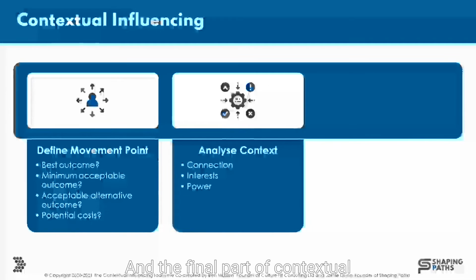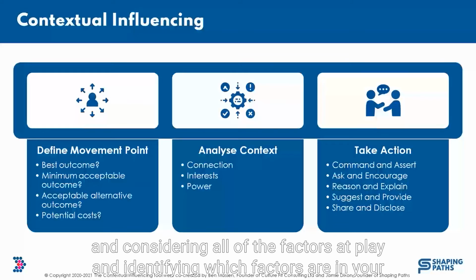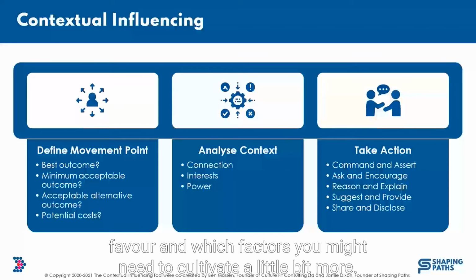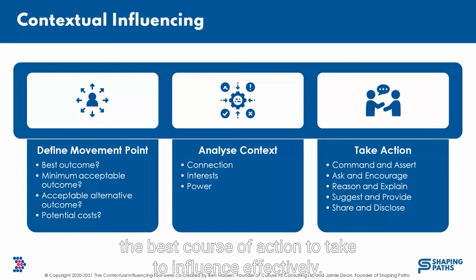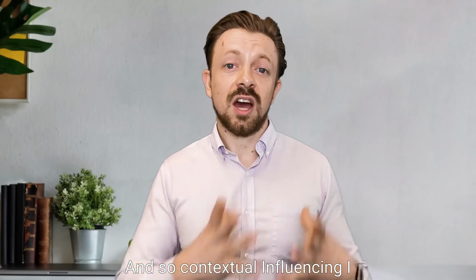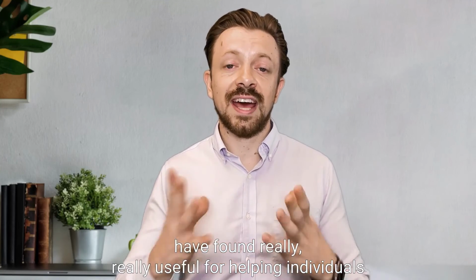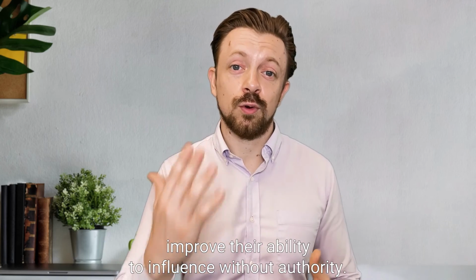And the final part of contextual influencing is taking action. After defining your movement point and considering all of the factors at play and identifying which factors are in your favor and which factors you might need to cultivate a little bit more, now you can make a really, really clear decision about what would be the best course of action to take to influence effectively. And so contextual influencing I have found really, really useful for helping individuals improve their ability to influence without authority.